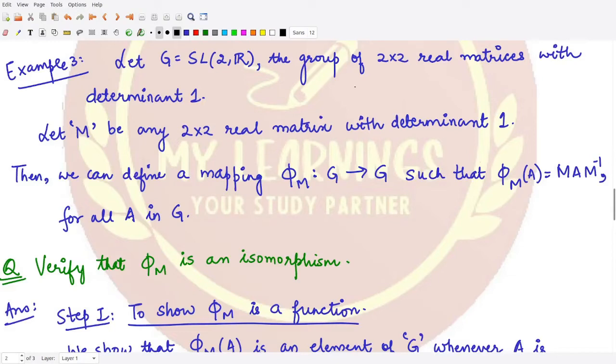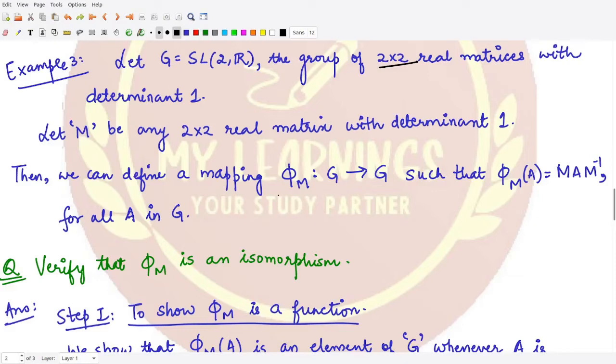So let's consider this group, the group of all 2 cross 2 real matrices which all have the determinant as 1. So this is the special linear group of order 2, whose entries are taken from the set of real numbers, right? So this group is isomorphic to itself.